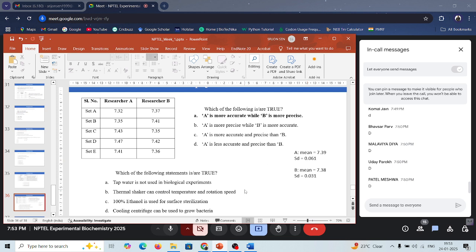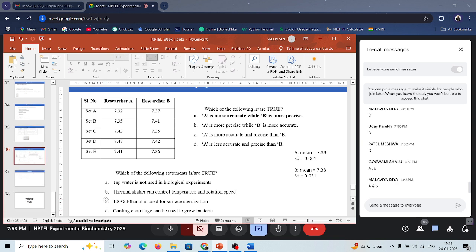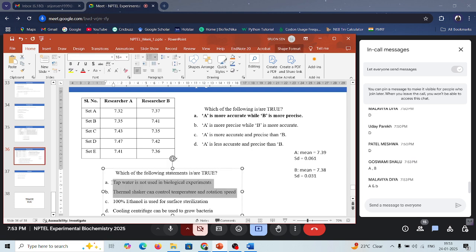Okay, now the next one is, which of the following statements is or are true? Tap water is not used in biological experiments. A thermal shaker can control temperature and rotation speed. 100% ethanol is used for surface sterilization. Cooling centrifuge can be used to grow bacteria. A and B. Any other? Right. Fine. Only A and B are correct.